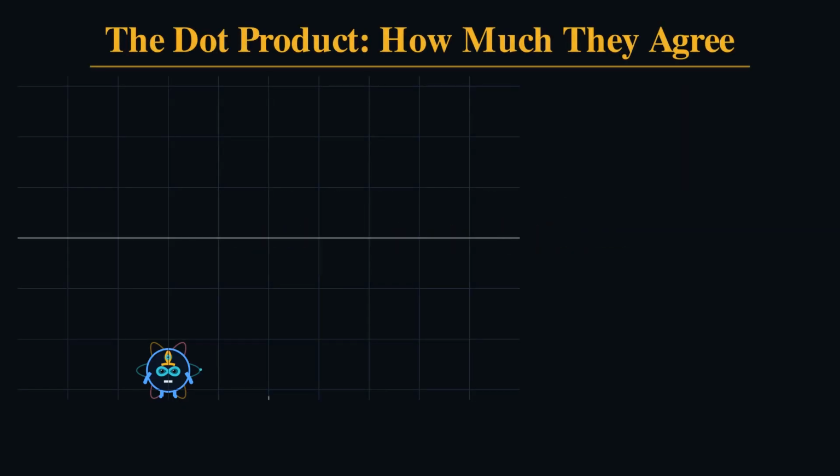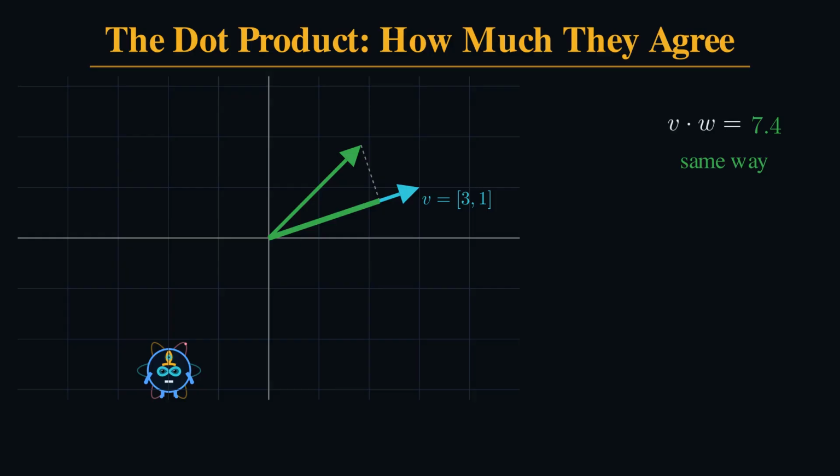The dot product, one number for how much 2 arrows point the same way. Here is the picture. Drop W straight down onto V. The thick piece that lands on V is its shadow. Now turn W and watch the shadow.